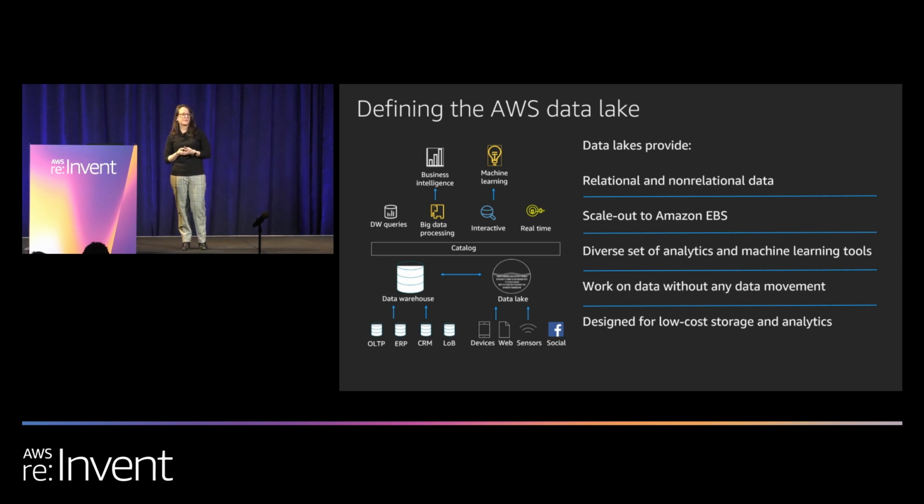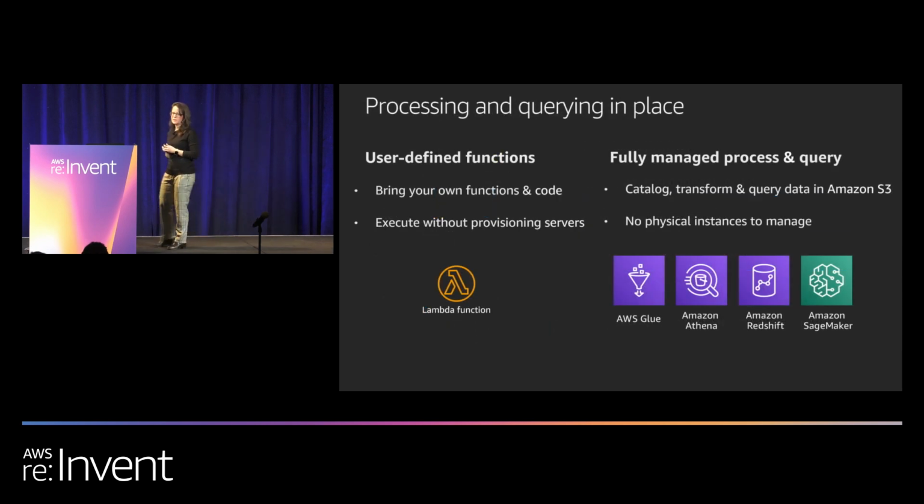And of course, when you build your data lake on top of AWS, it's really designed for low-cost storage and analytics, and you can work on that data without having to move it around. And we offer a diverse set of tools for you to do analytics and machine learning on. And then, of course, you can scale out and have your data lake have both relational and non-relational data inside of it.